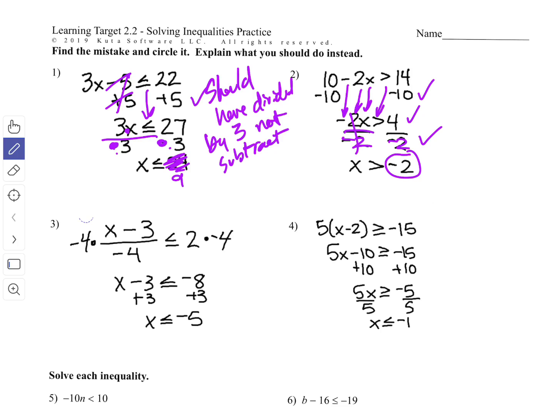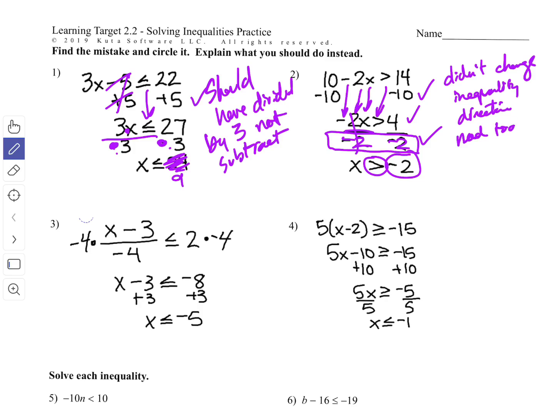That becomes 1. Now, here's one of our issues. This right here is dividing by a negative 2. So our mistake was we didn't change the inequality direction. We need to do that. So instead we should switch that to be x is less than negative 2.